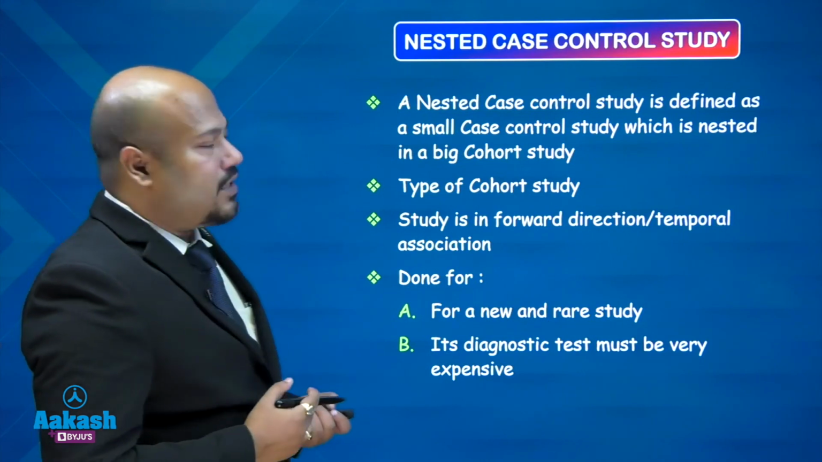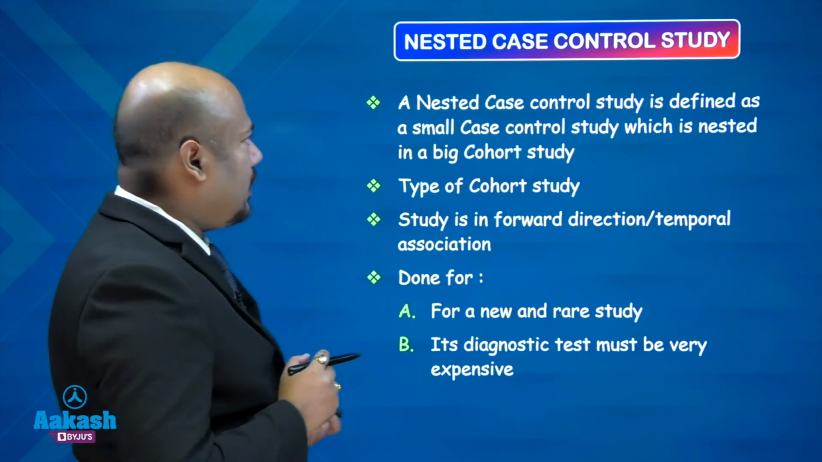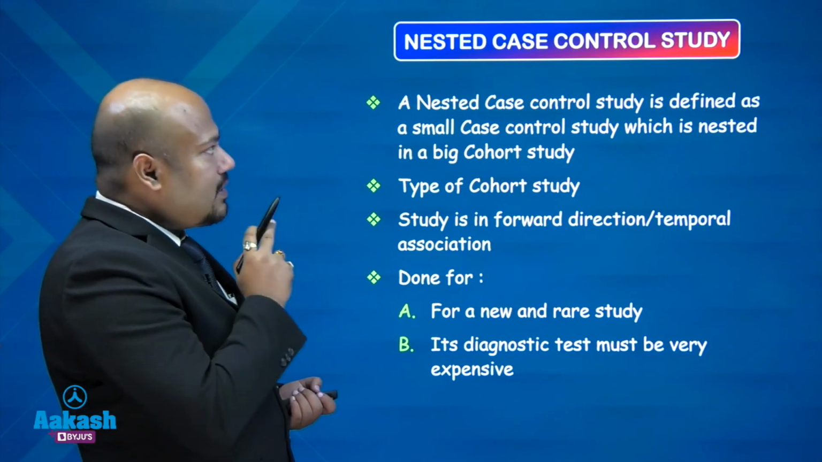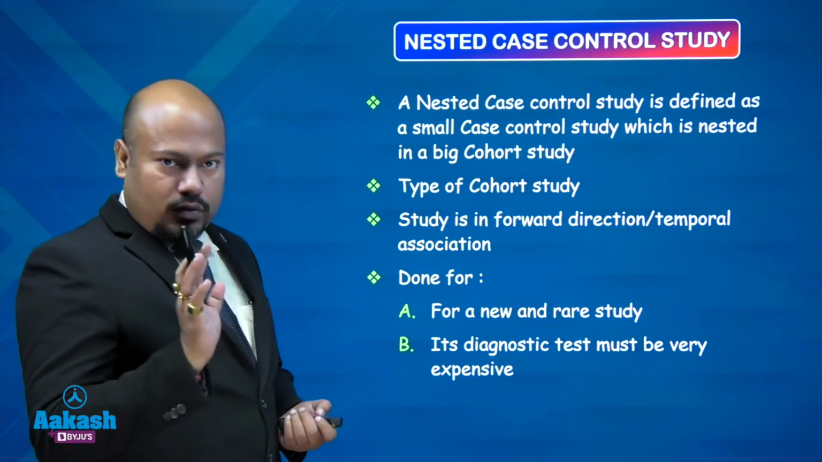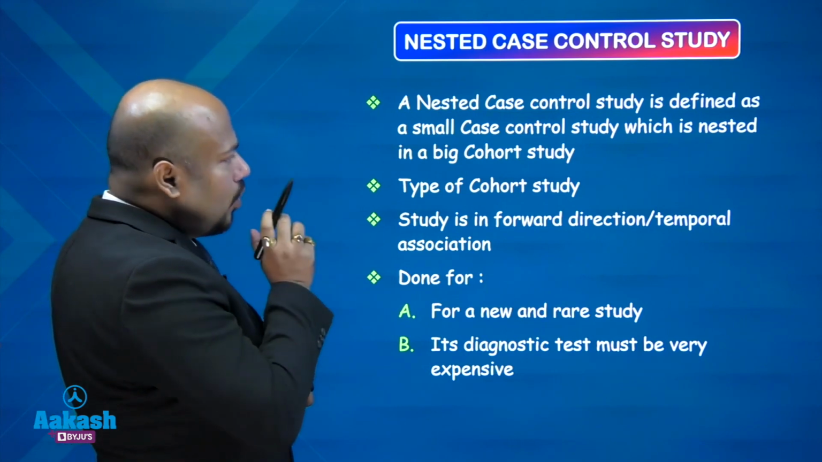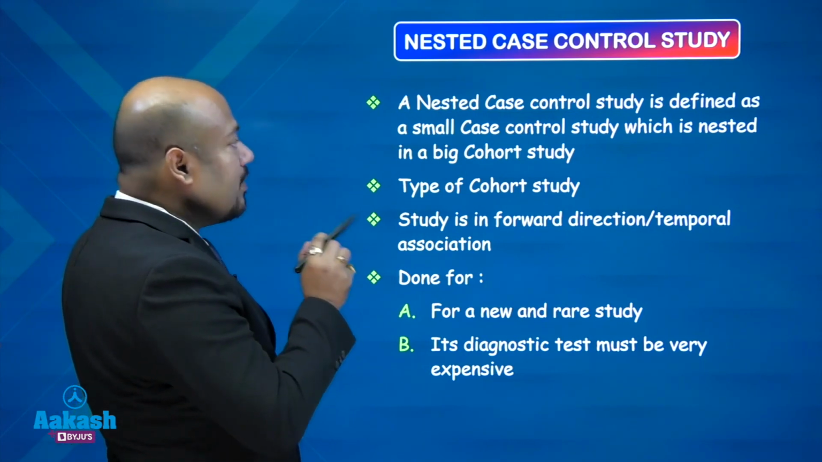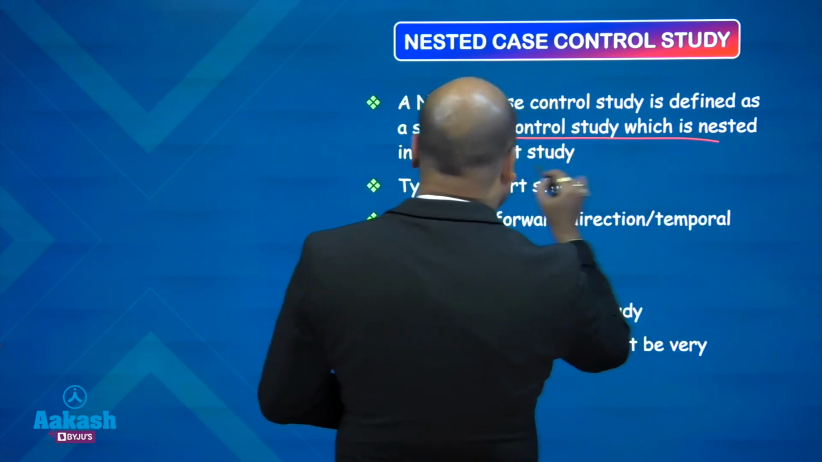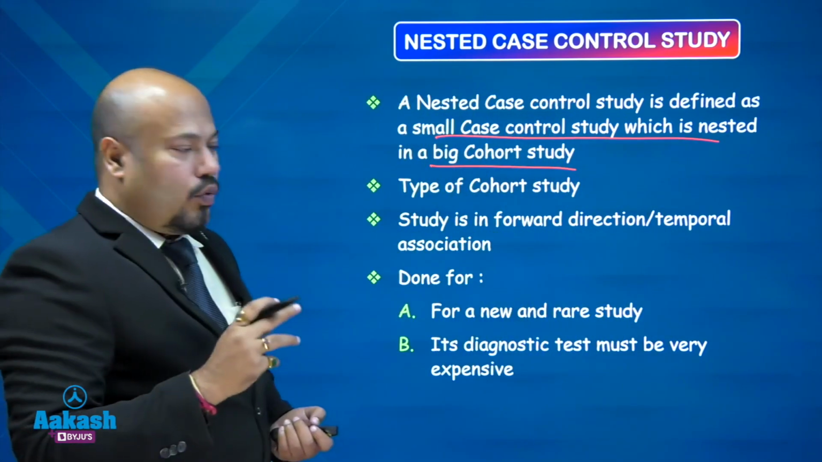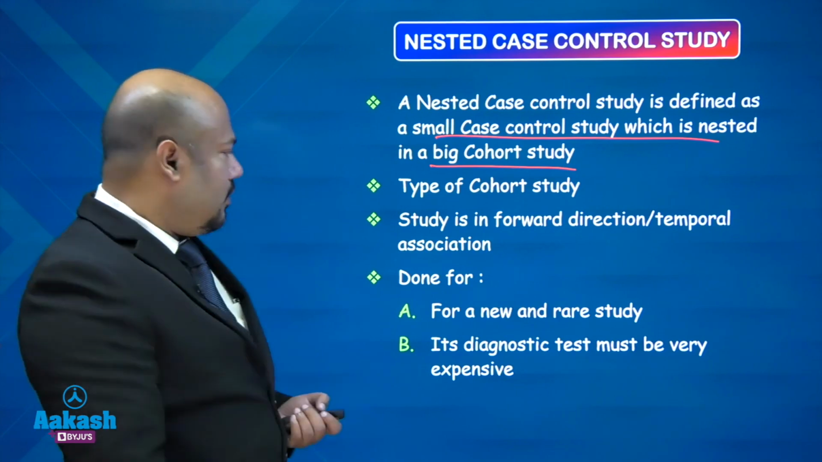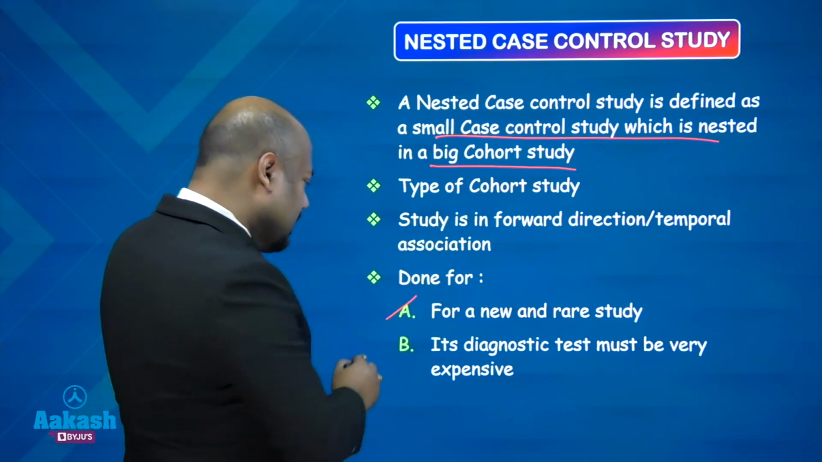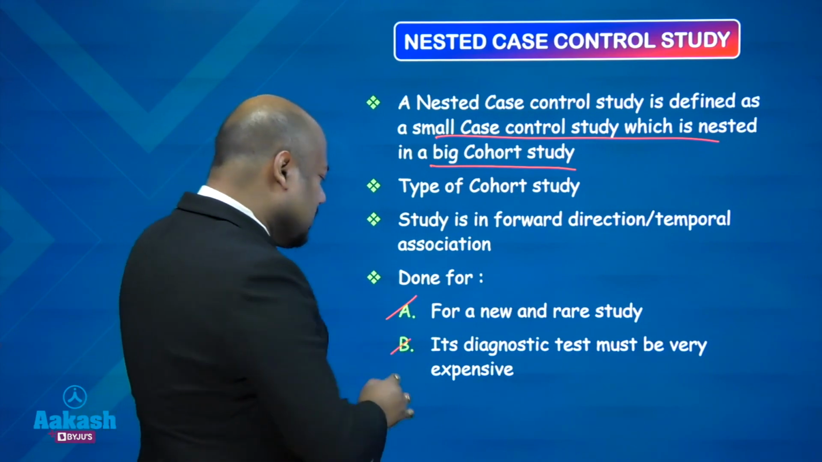Now coming to another special study, that is the nested case control study. See, the word is case control, but we'll come to know that nested case control study is actually a cohort. Wait. So it is defined as a small case control study which is nested in a big cohort study. Look at this language. Small case control study nested in a big cohort study. So what we do is, I'll give you one example. The study is in forward direction, done for a new and a rare disease, where the diagnostic test must be very expensive.